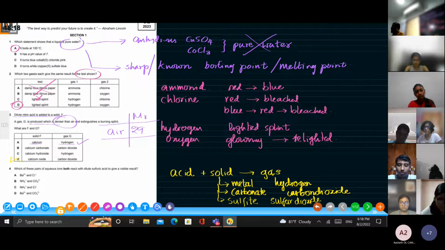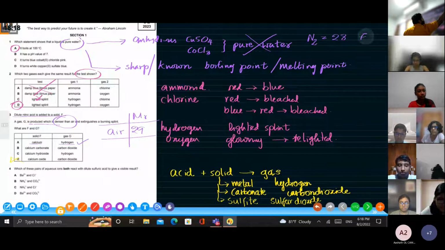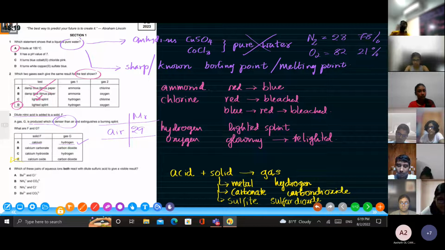Oxygen is 21%. So nitrogen, N2, has a molecular mass of 28 and it is in 78%. Oxygen is 32 and it is in 21%. If you average these two, the relative mass of air should be above 28, below 32, and close to 28, because you have mainly nitrogen. Therefore, we usually say it's 29, which is not 100% correct.